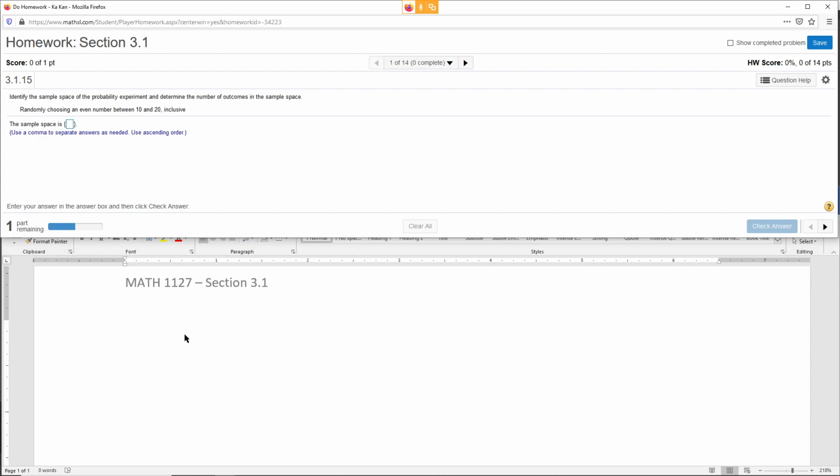So this is Math 1127, Probability and Statistics, Session 3.1. Chapter 3 is what we call probability theories. So that's what we get into, not statistics, right?